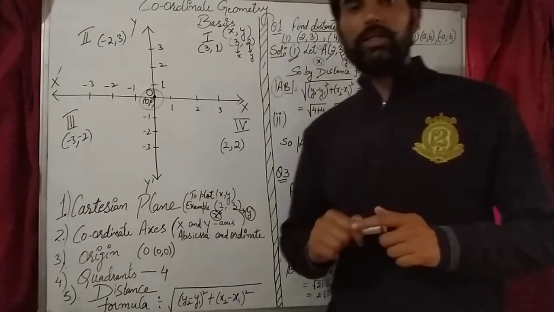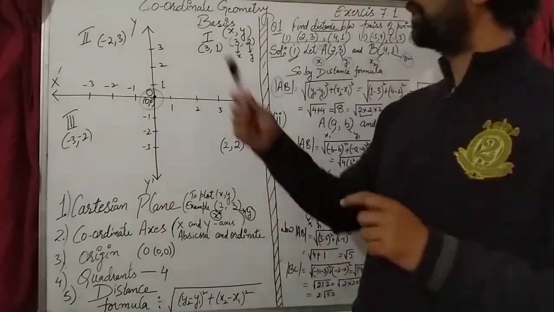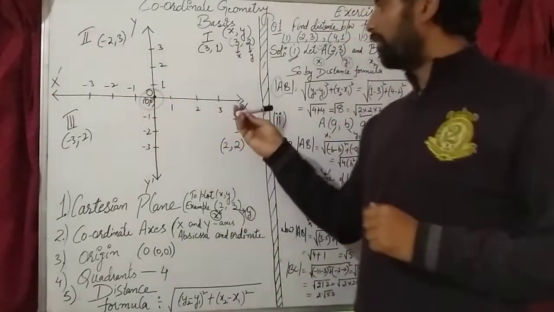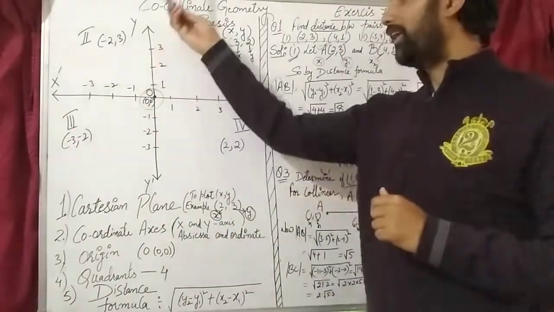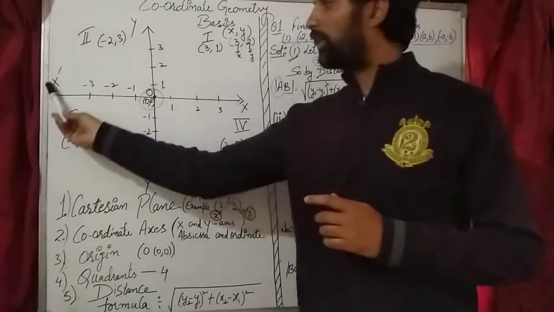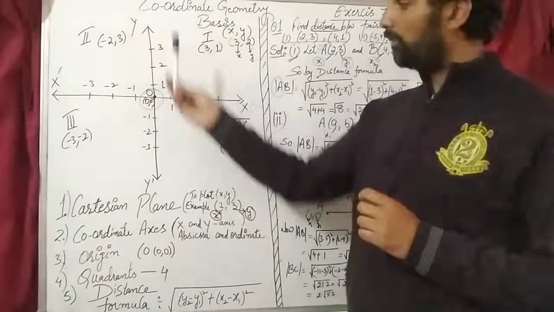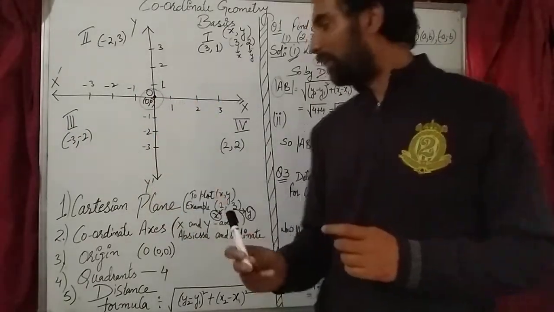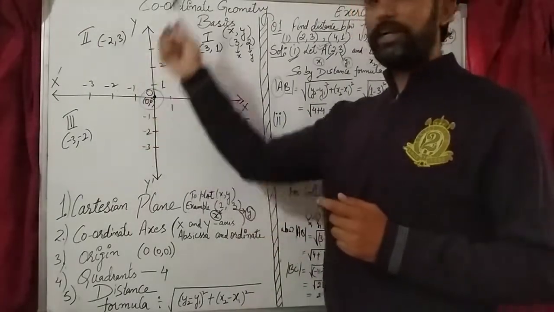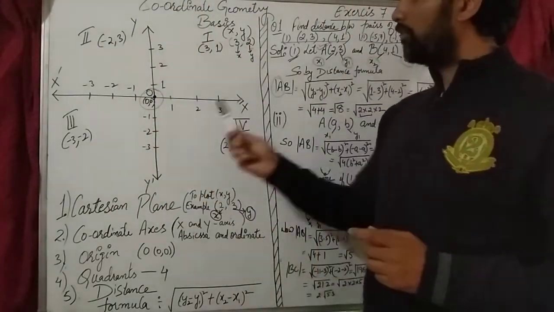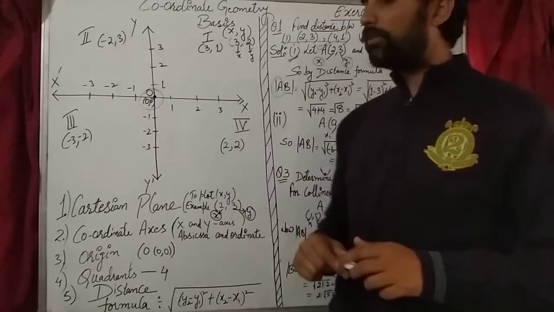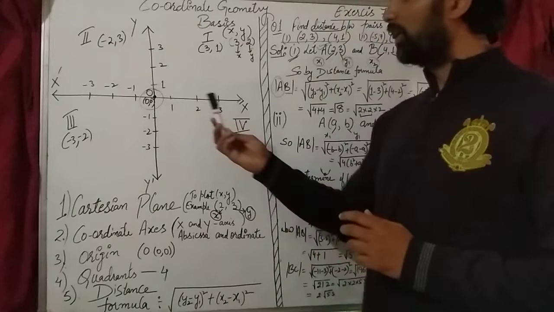When we plot these points on the graph, then it becomes coordinate geometry. Here I have already drawn it. We have two axes, the x-axis and the y-axis. Here this is the positive side, here this is the negative side. Top is positive, down is negative. These are known as the coordinate axes, x-axis and y-axis. Where they meet, this is known as the origin, and the point of the origin is always 0 comma 0.